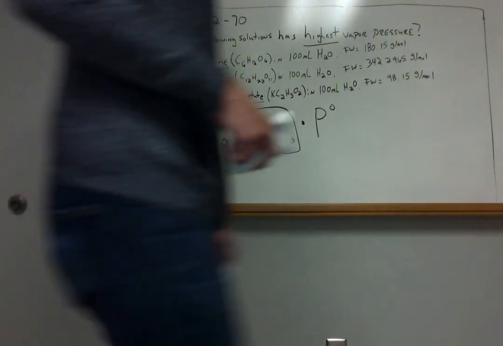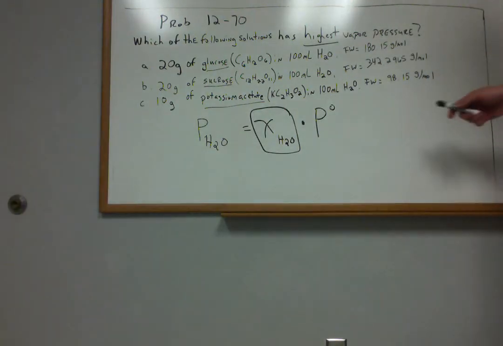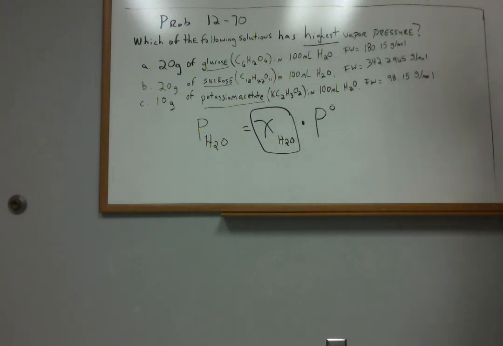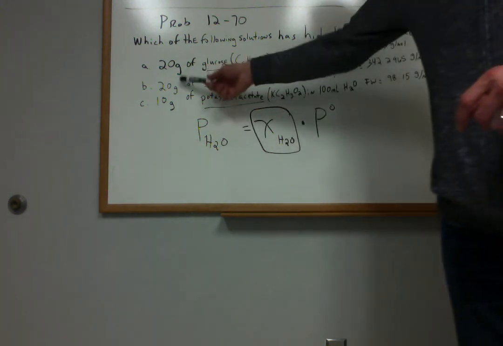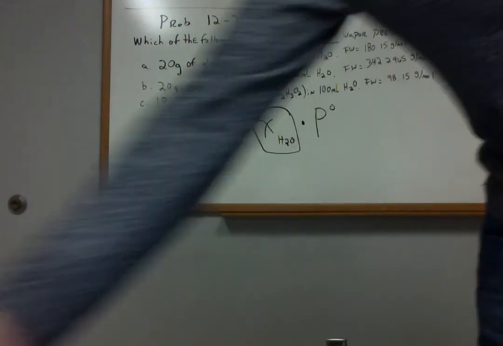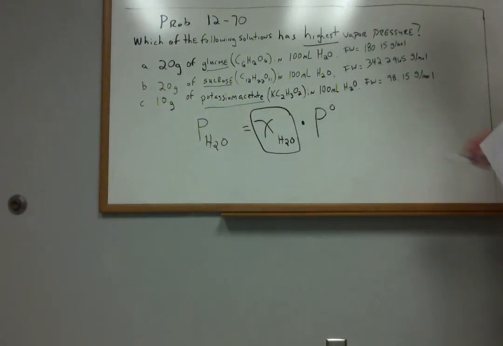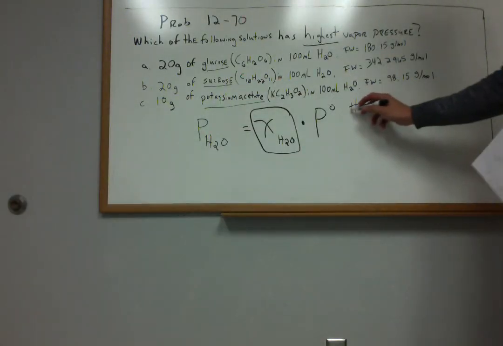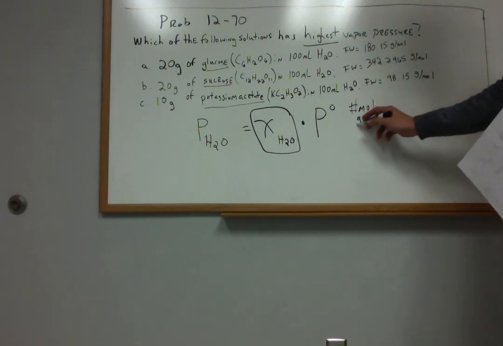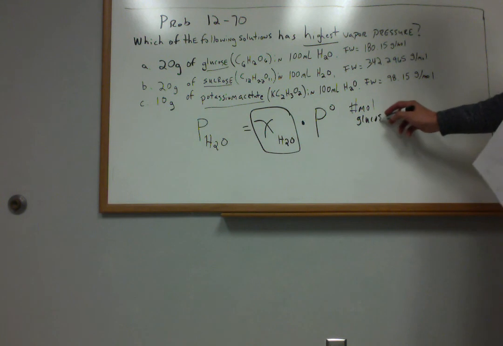Okay, so what I've done, over on the right, is include some formula weights, molar masses of the three compounds of interest. Now notice we had 20 grams of these, but only 10 grams of this, okay? That could be of consequence. So the first step we need to do is figure out the number of moles of each of our solids. So number of moles of glucose will be our first calculation.